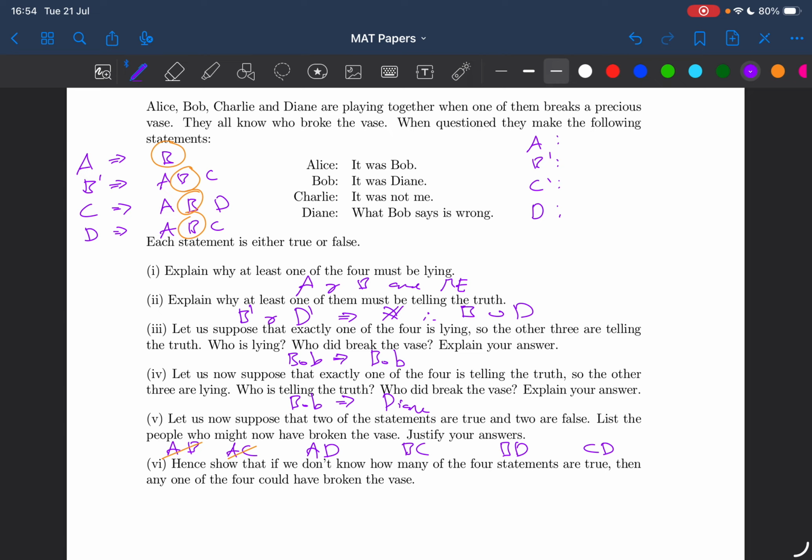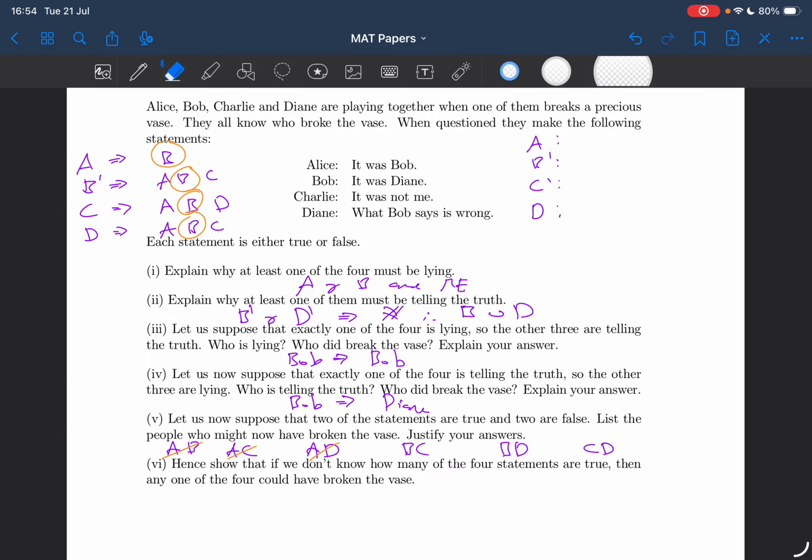It was Bob. It was Diane. It was not Diane. So it could be A, B, or C. Charlie's lying. It was not me, so it was Charlie. There we have a contradiction already. B and C, so not possible. So we can rule that one out as well.